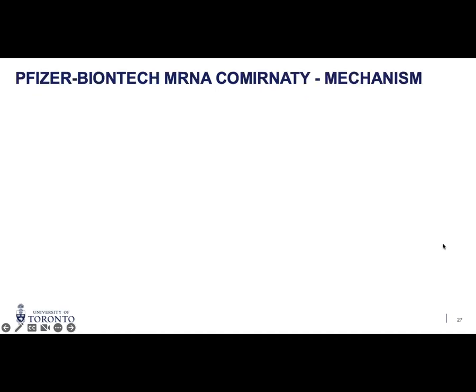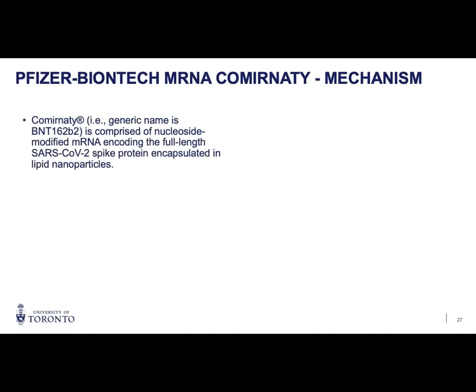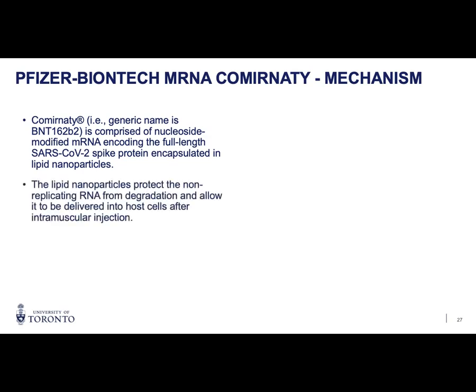So for the Comirnaty Pfizer-BioNTech mRNA vaccine, generic name is actually BNT162b2, and it is comprised of a nucleoside modified mRNA, including the full-length SARS-CoV-2 spike protein that is encapsulated in a lipid nanoparticle. The lipid nanoparticle protects the non-replicating mRNA from degradation and allows it to be delivered into host cells after intramuscular injection. The primary series is often taken in 2 doses at least 21 days apart.